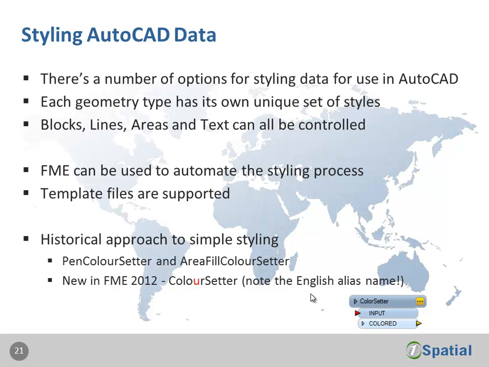Very simply, you can work with a transformer called the ColorSetter. The ColorSetter has been around for a little while in its present guise, but previously it was known as the PenColorSetter and the AreaFillColorSetter. Alias names have been introduced into FME to allow you to search very quickly, and if you're a long-standing FME user, there are now alias names that include British spellings, so that you don't have to worry about searching for the transformers and spelling words in the typically American way.